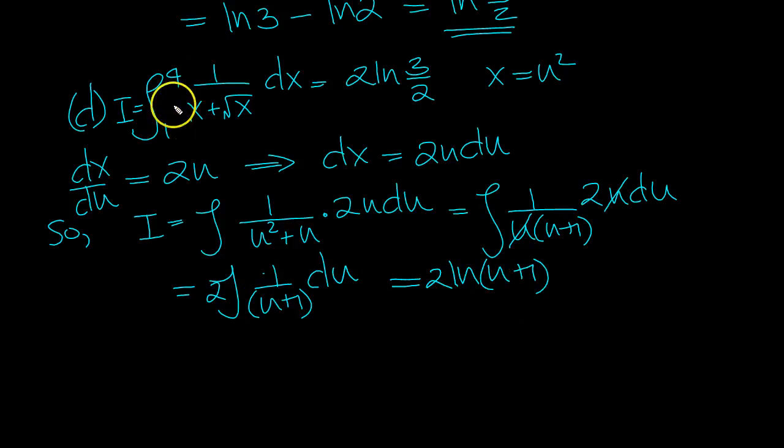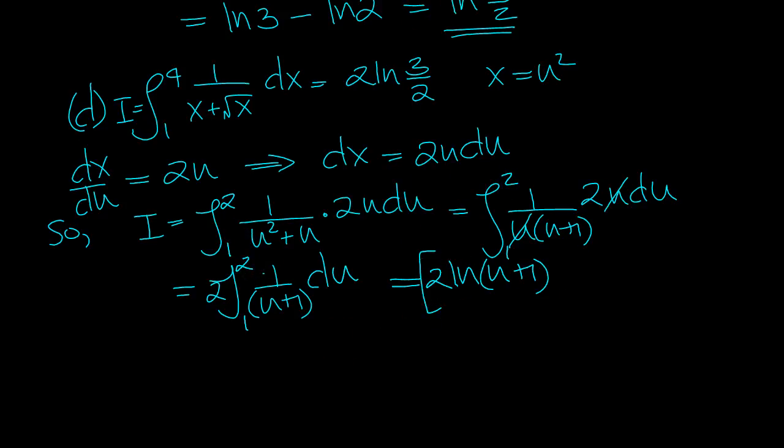Now it's a definite integral between 1 and 4. When x is 1, u squared is 1, so I'm going to take u to be the positive value 1. I'll go for the positive side. And when x is 4, u squared is 4, and then I'm going to take the other positive value. So square root 4 is 2. So between 1 and 2. So we got that integral then.